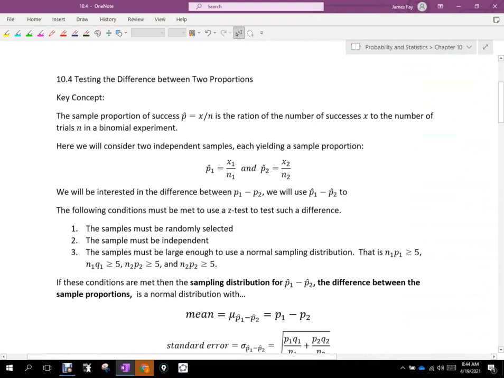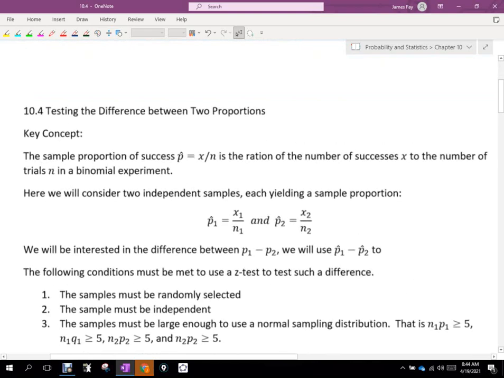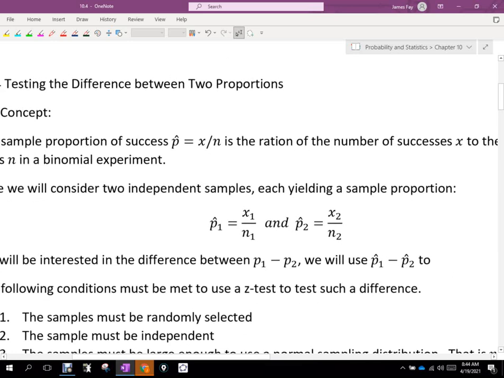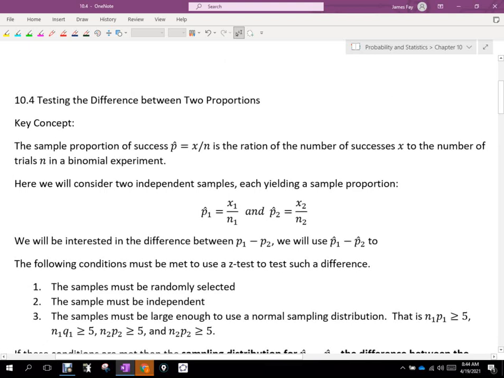So for testing the difference between two proportions, the sample proportion of success is called P hat. If you remember, P hat is X divided by N. X is the number of successes you are realizing, the number of items or objects in your sample that align with what you're interested in, and N is the total number of individuals or objects in your sample. So X over N is the ratio of the number of successes to the number of trials in a binomial experiment. That's ultimately the formula for classic probability.